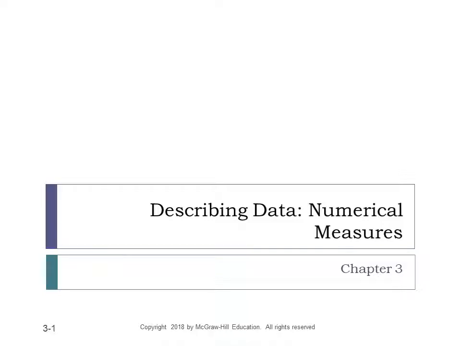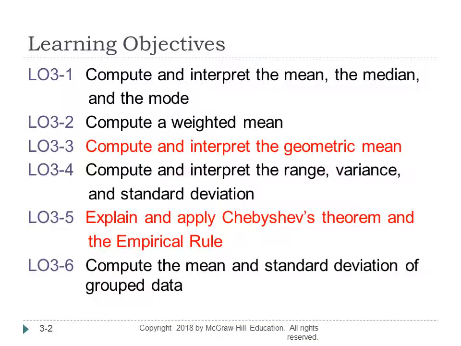In this tutorial, we will cover two chapters, Chapter 3 and Chapter 4, starting with Chapter 3, which is numerical measures. The learning objectives for this chapter, number 1 is to compute and interpret the mean, median, and mode. So we'll calculate 3 statistics for numerical data. Number 2, we will compute a weighted mean, and we do this if the data is given where each data value has a weight. We can compute the weighted mean.